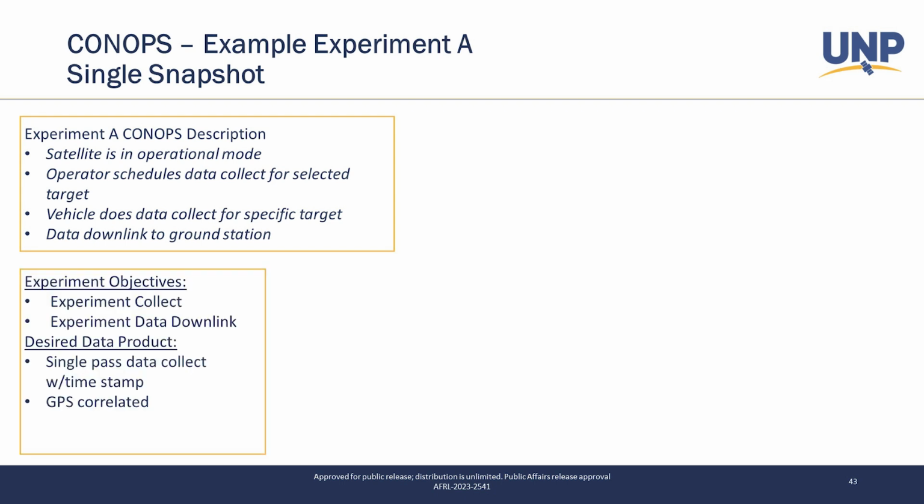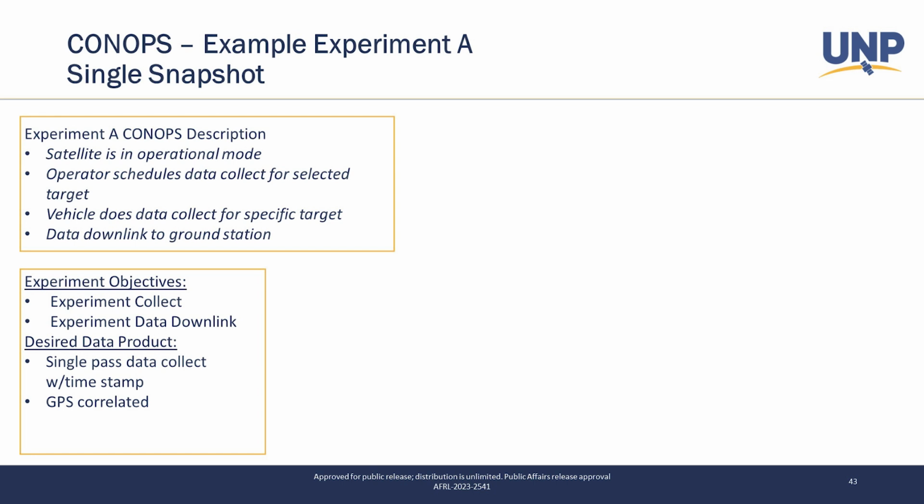We're then going to say our experiment objectives are to collect the images and then downlink the images. So we don't complete the experiment until our images are downlinked. That was a design decision. You could say your experiment's complete before that. I don't think many stakeholders would be fine with that, but maybe they would be. It totally depends on your mission set.